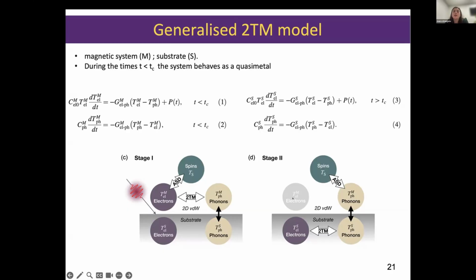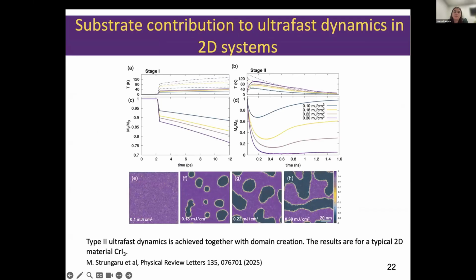And then at longer time scales, chromium triiodide has an insulating nature. However, the heated substrate can now exchange energy with the phonons in our magnetic layer, and the spins can further evolve given by that heated phonon dynamics. And with this generalized 2-temperature model, we are able to reproduce the 2-stage ultrafast demagnetization process observed in chromium triiodide. So we have the first stage, the quick demagnetization process, and then the second stage, which corresponds to the exchange of heat with the substrate and the elevated phononic temperature. And we are also able to look into the evolution of the domains during this process. So we're able to reproduce the type 2 dynamics and also the domain formation as observed experimentally.